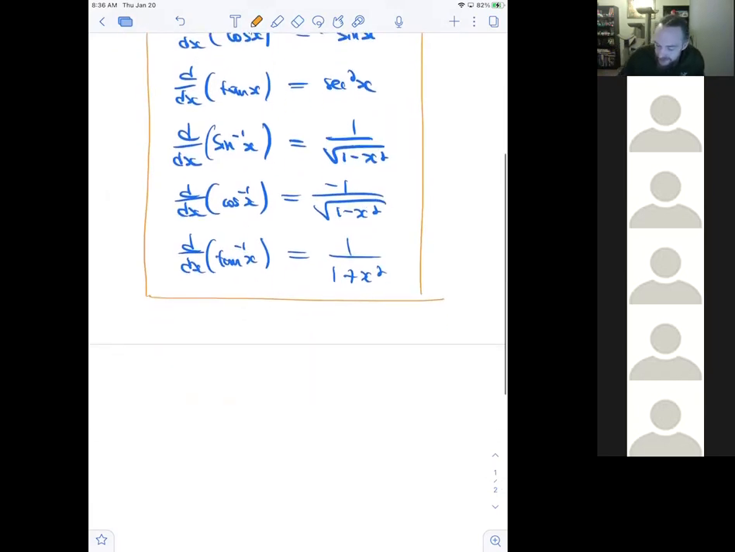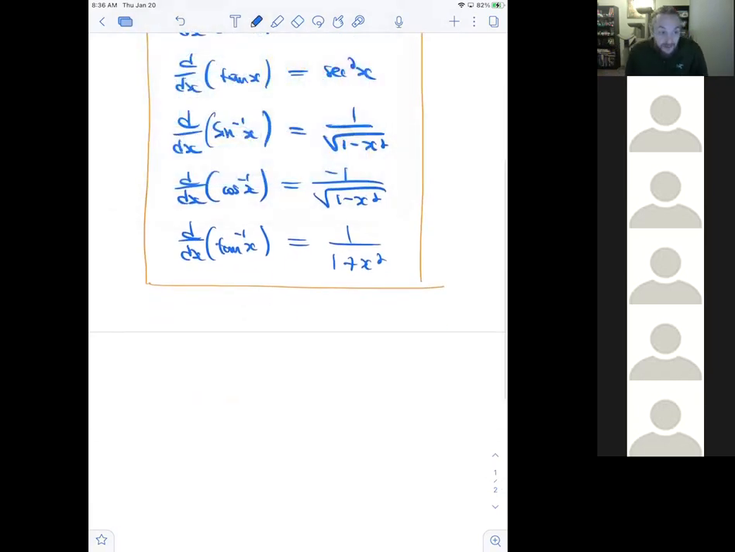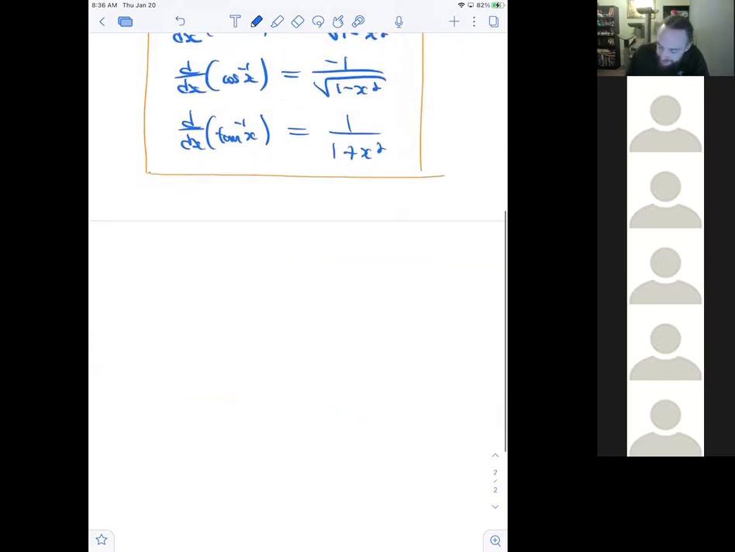This time what we're going to do is the last category of functions, which is the hyperbolic functions, their inverses, and the derivatives.